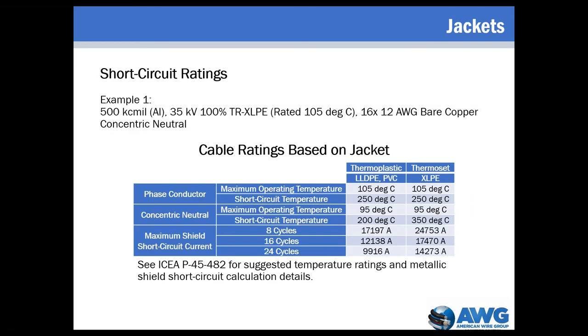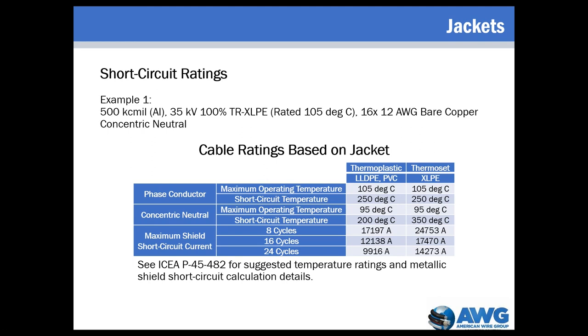For the first example, we will consider a 500 kcmil aluminum cable rated 35 kV with 100% insulation level, TRXLPE insulated and rated 105 degrees Celsius, with a concentric neutral consisting of 16 12-gauge bare round copper wires, jacketed with either a thermoplastic or a thermoset material.